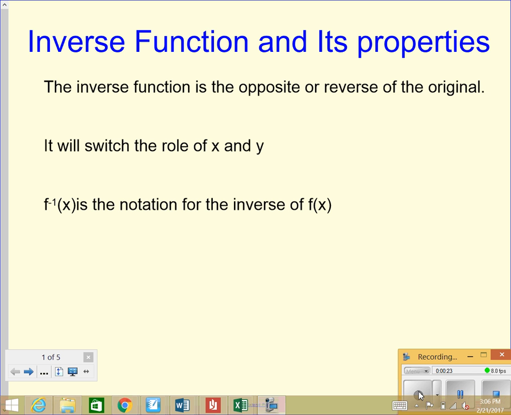We also have this notation: instead of f of x, we have f to the negative 1 of x as the notation for our inverse function of f of x, whatever it is. So that's going to be our notation, and we're going to take a look at a couple of examples and two different methods of how we determine the inverse function.